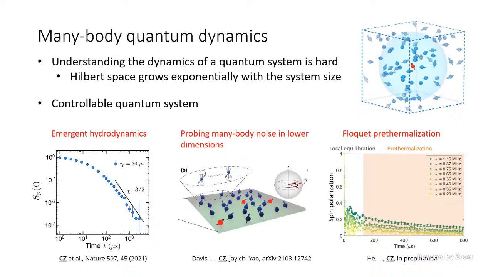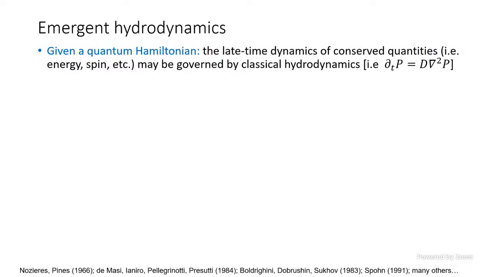Great, so let me first give you an intuition. What does emergent hydrodynamics even mean? It turns out that given a many-body quantum system or a quantum Hamiltonian, it's typically very hard to solve, but a lot of the time the late-time dynamics of some conserved quantity, for example energy if your Hamiltonian is time independent, or the spin degree of freedom if you have a spin-conserving Hamiltonian, is typically governed by a classical hydrodynamic description at late times. For example, for the spin degree of freedom, you can think about diffusion, which is just a set of classical differential equations.